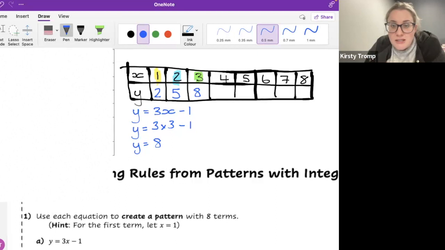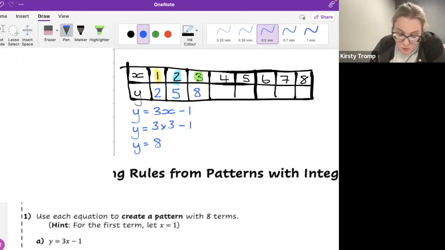All right, so I've got Sanati. Hi, Sanati. What's your question? Can you hear me? Yes, I can hear you. Ma'am, I don't understand how you got that the rule is 3. You don't understand how I got 3? Yes, the 3x minus 1, that one.